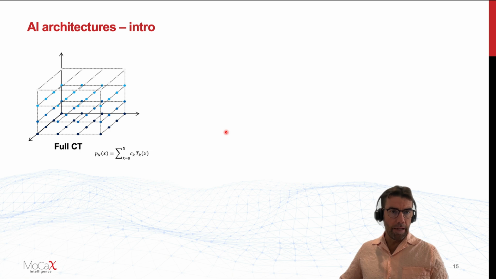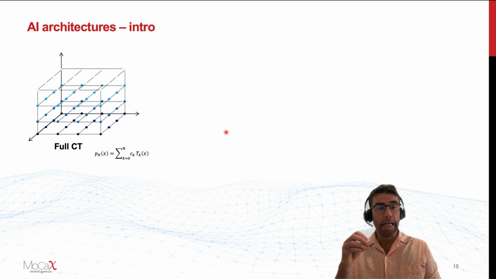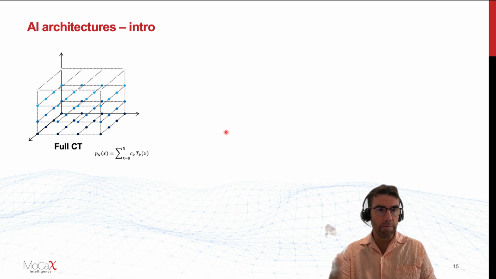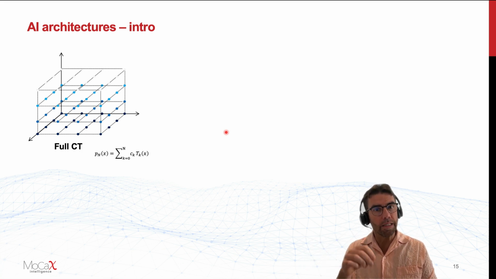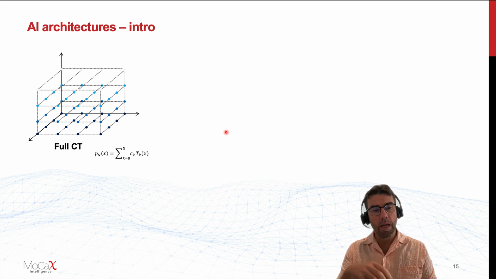On one hand, we have a full Chebyshev tensor. What is a Chebyshev tensor? Well, first of all, what is a tensor? A tensor is nothing more than a grid of points in a d-dimensional space with values attached to each of them. When those points are Chebyshev points, then we have a Chebyshev tensor.